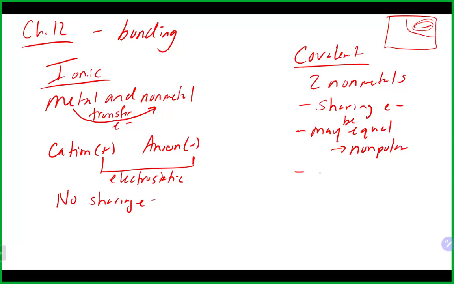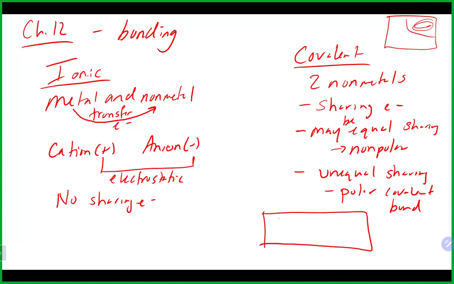That's different than when they can also be shared unequally. Unequal sharing can also occur. When we have unequal sharing occurring, that is what is known as a polar covalent bond, or just a polar bond. In a polar bond, we are not going to get equal sharing of electrons. The electrons are going to be closer to one atom in that bond than the other. And that is going to be based on electronegativity.